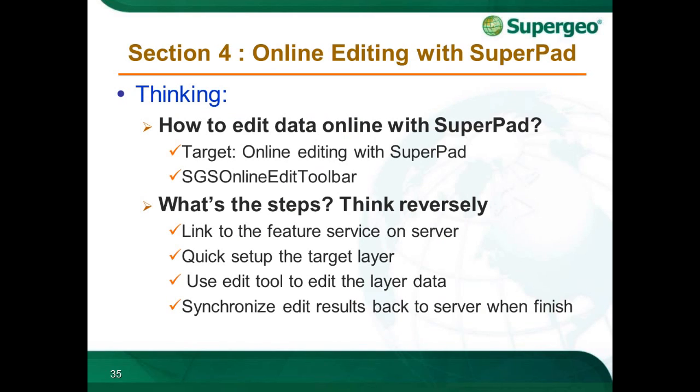And this is going to be section 4, in which I'm going to show you how to do the online editing with the SuperPad. The target is to turn on the SuperPad if we're out in the field, and we can have our device connect to the internet, so we can do some online editing when we're out in the field. And also we can download all the base map when we're doing the field survey, so it's going to be quite convenient.